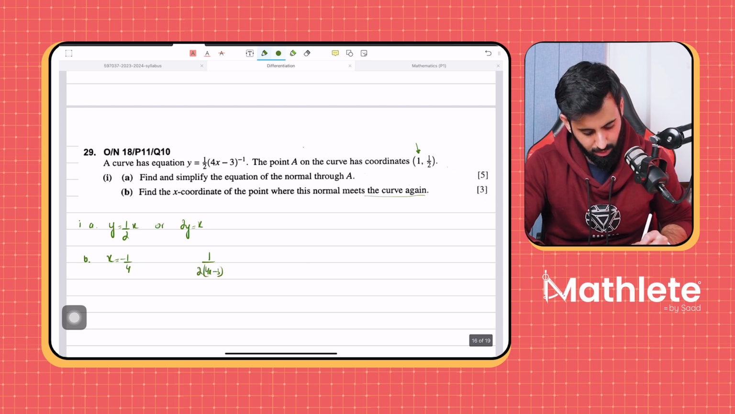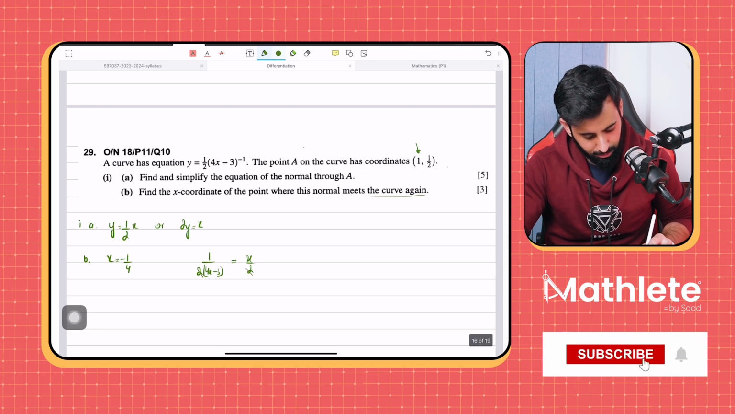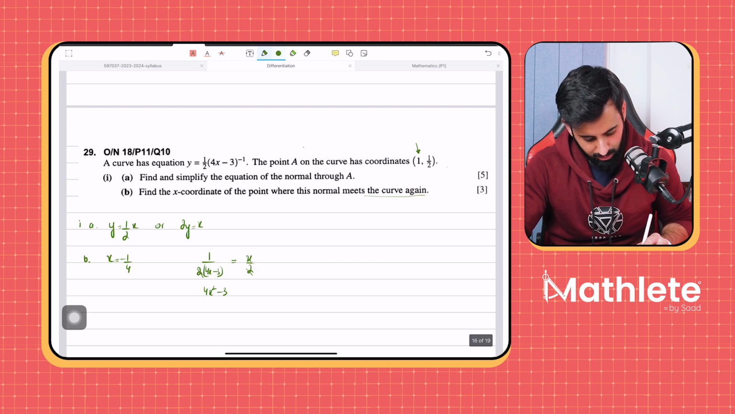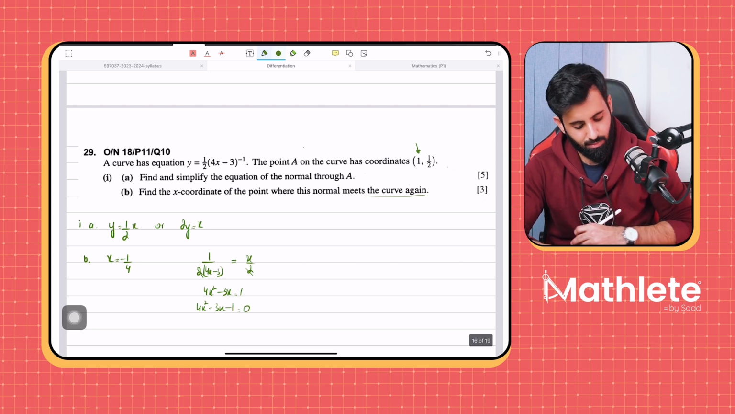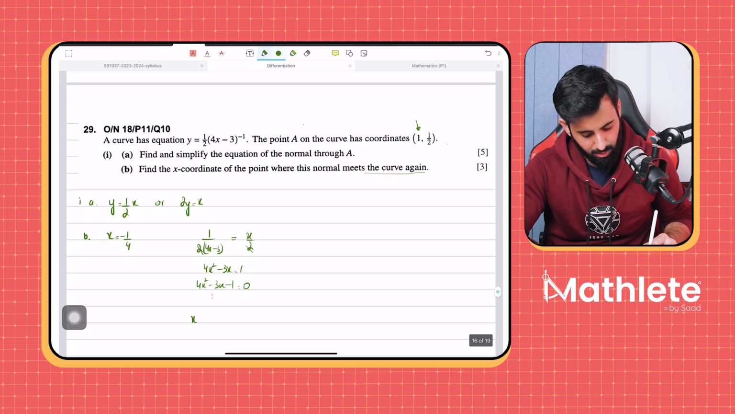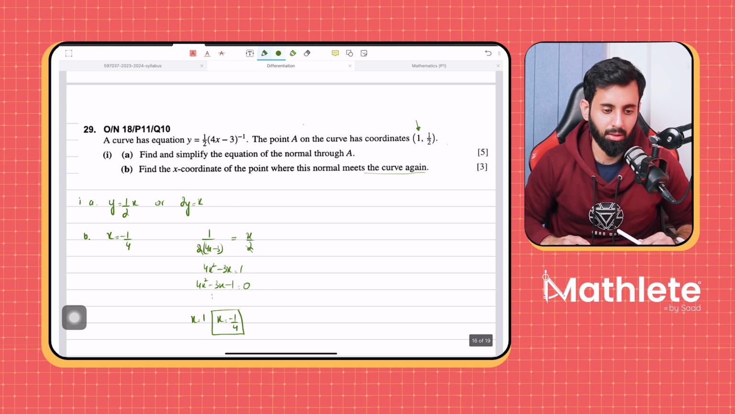So this is what you're going to get. 1 upon 2 into 4x minus 3 equals to x upon 2. When you cross multiply, in fact, you can cross out these two. And then if you cross multiply, you get 4x square minus 3x equals to 1. Then shift all the terms over to the left hand side. 4x square minus 3x minus 1 equals to 0. This is what you should get. When you solve this, you get 1, and the other value should be minus 1 upon 4. This is the value that you need.